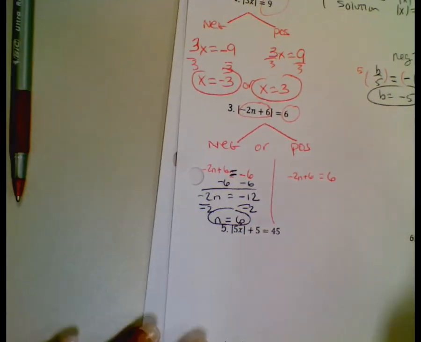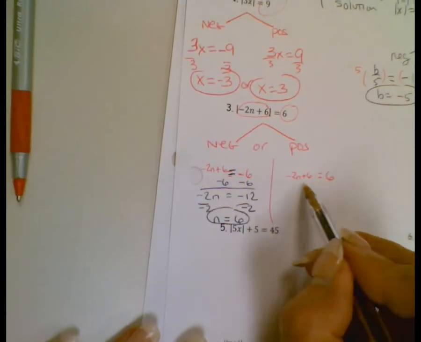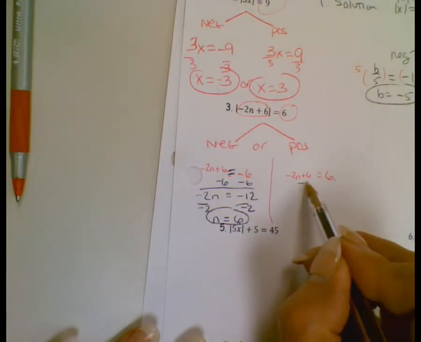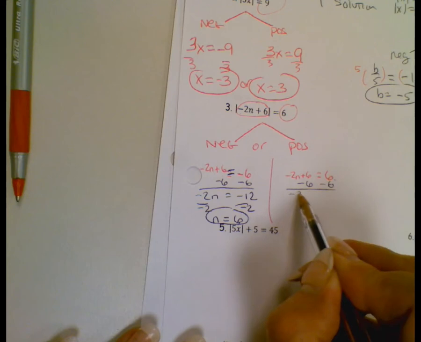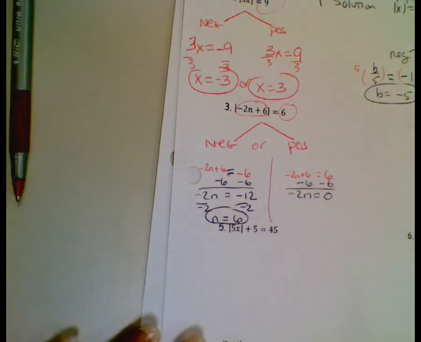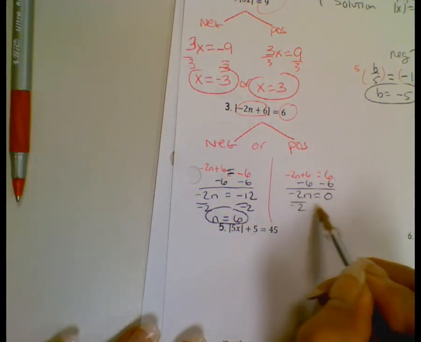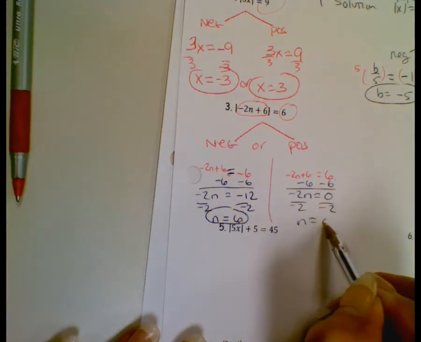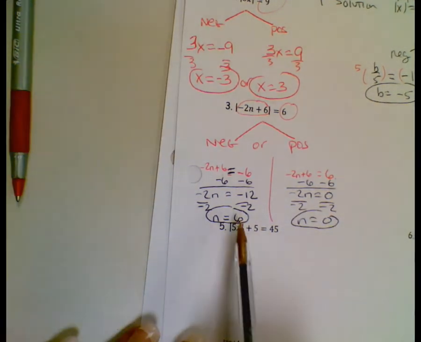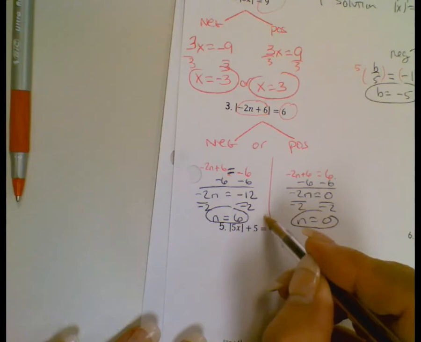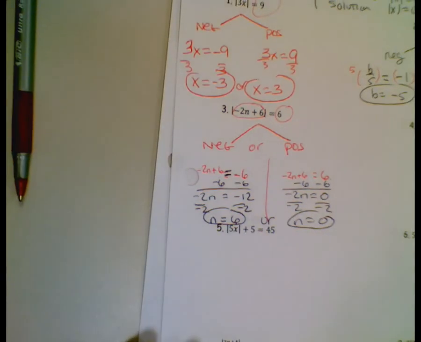There's a second answer. So you come over to the second equation, one that's equal to positive 6. Subtract 6 from both sides. That equals 0. Divide by negative 2. 0 divided by anything is 0. So now we're getting two different answers here, which does happen usually.